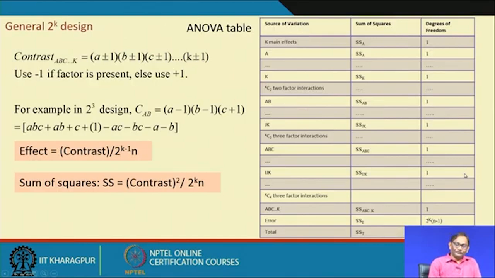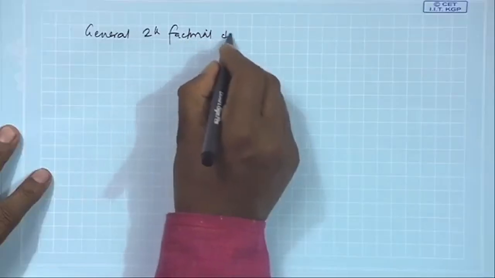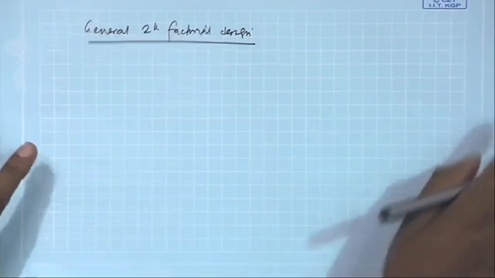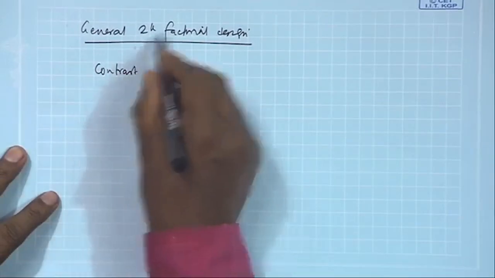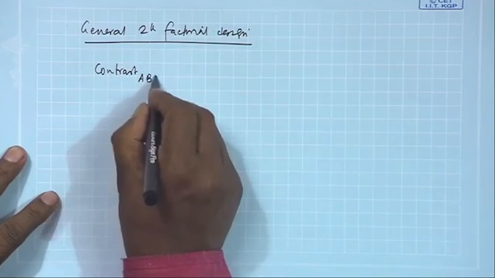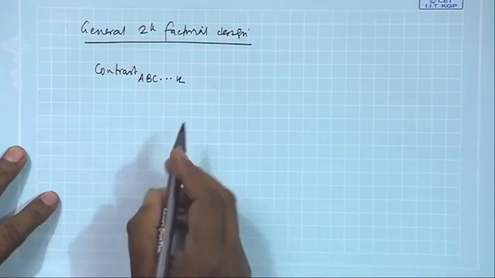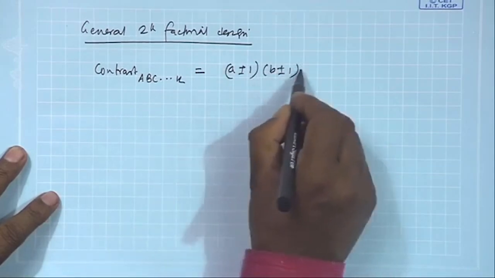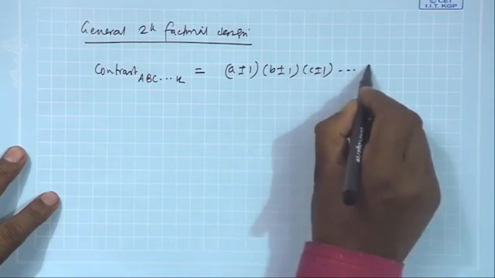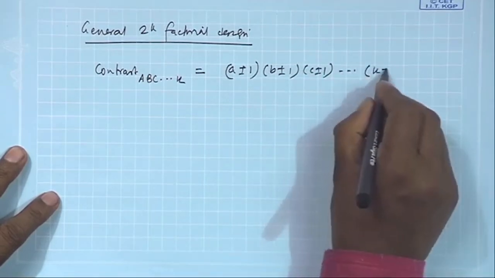So, what will be the case for a general 2 to the power k factorial design? How do you estimate the contrast? There are k number of factors. So, the contrast A, B, C dot dot dot k, if I say k factors, will be A plus minus 1, B plus minus 1, C plus minus 1 dot dot dot, and ultimately K plus minus 1.